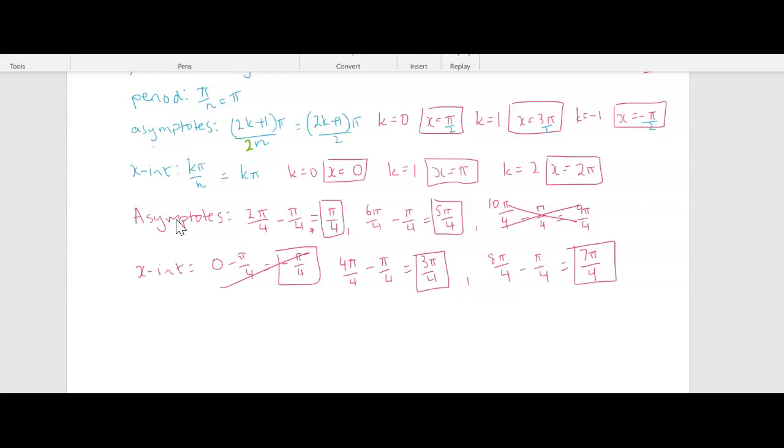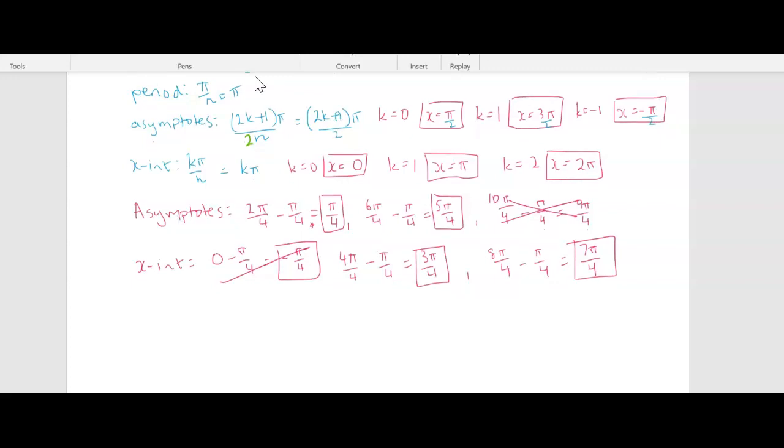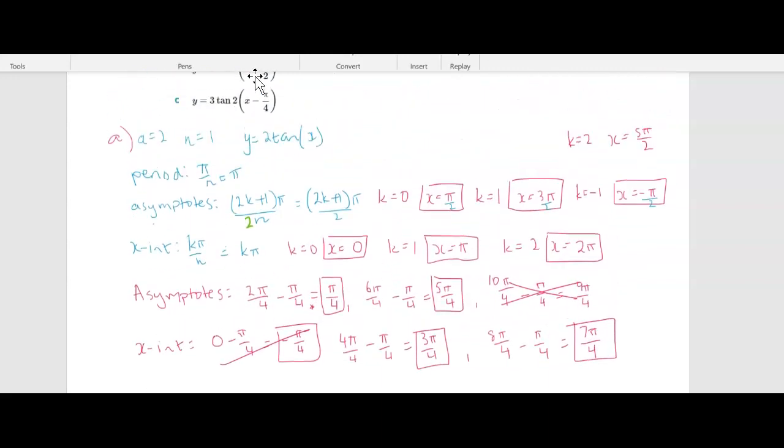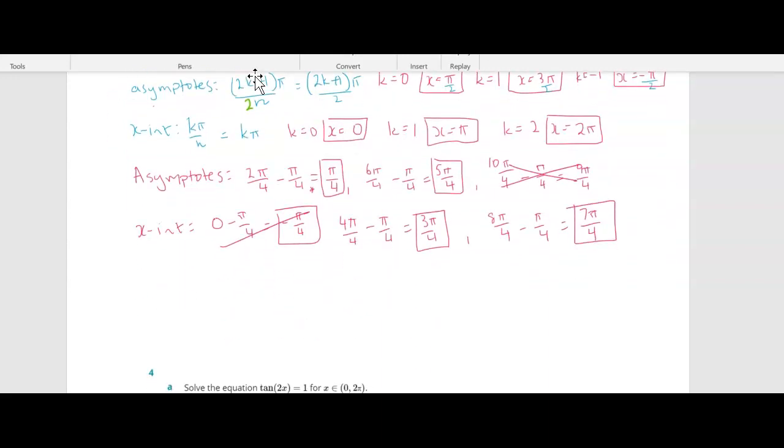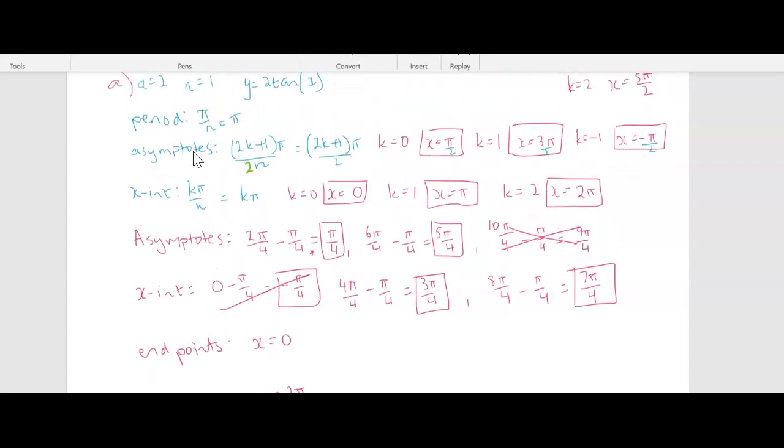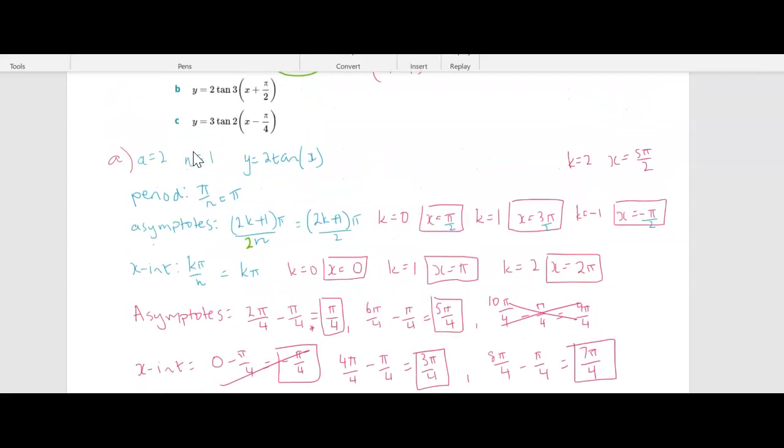I've got my x-intercept. So let's sketch our graph. Actually, there's two. We also have to think of our starting point and our end points. Remember, we are restricted. So our first one is going to be at x equals 0, and at the other end, we're going to have x equals 2 pi. So we just need to substitute them back into our original equation.